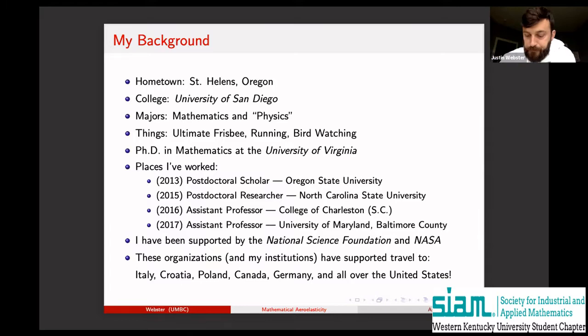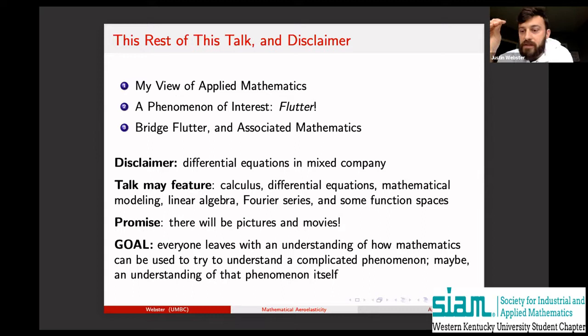The rest of this talk. So I'm going to spend a few minutes talking about my view on applied math. It's just my view. It's not some sort of absolute thing. And then I'm going to introduce a phenomenon that is very near and dear to my heart, which is Flutter, funny name. And then I'll try and talk a little bit about what the branch of mathematics I'm in tries to say about this actual phenomenon of Flutter. And I'll do that through this bridge Flutter problem.